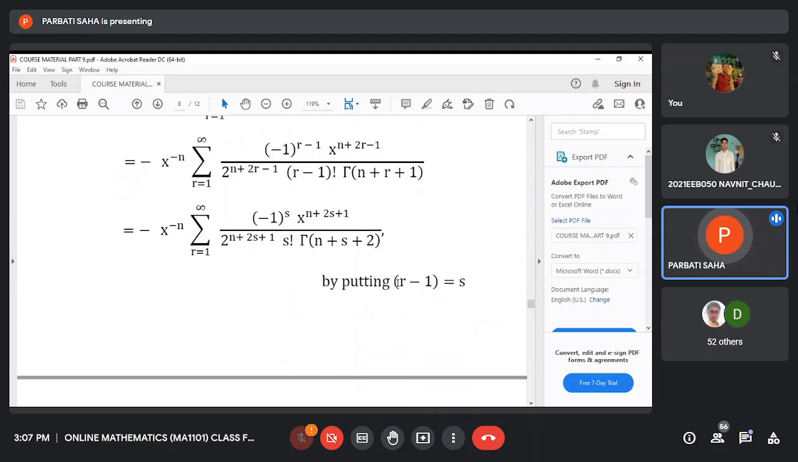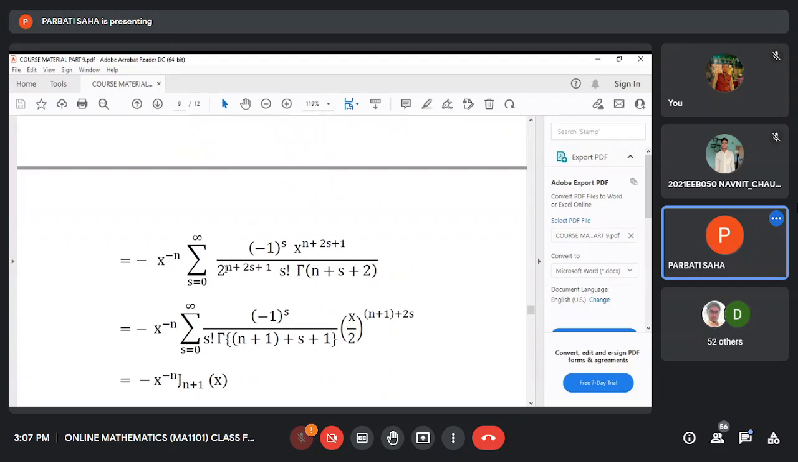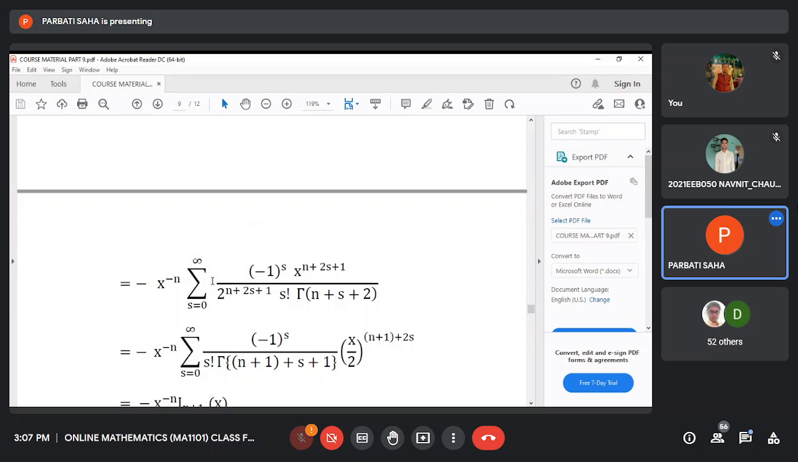If we use this transformation, r minus 1 equals s, then you should get this. Oh, sorry. There is some typographical error. I will check and rectify this. Okay, now it will be s, not r. Yes, it is now correct.